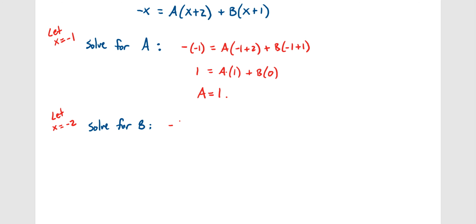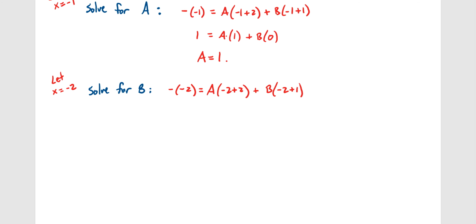So that's negative 2 for the one on the left equals a times negative 2 plus 2 plus b times negative 2 plus 1. And solving this for b now, we get 2 equals a times 0, which is what we wanted because that term is going to cancel, plus b times negative 1. So we get 2 equals negative b, essentially, which gives us b equals negative 2. So we just pretty much did all of the hard work.